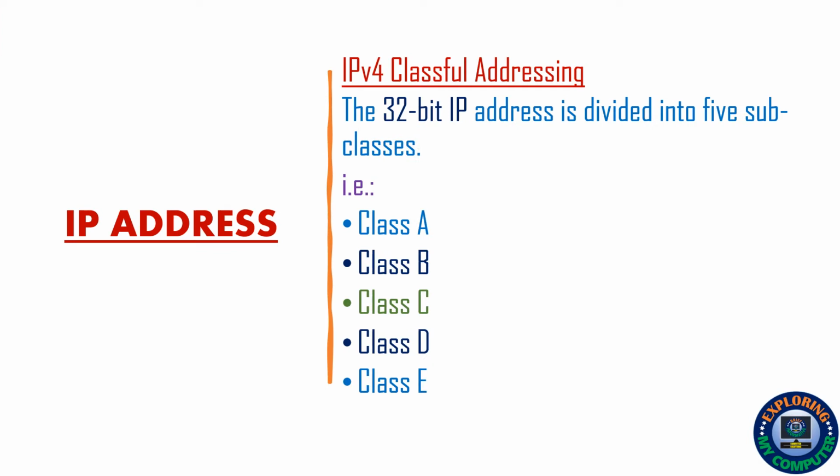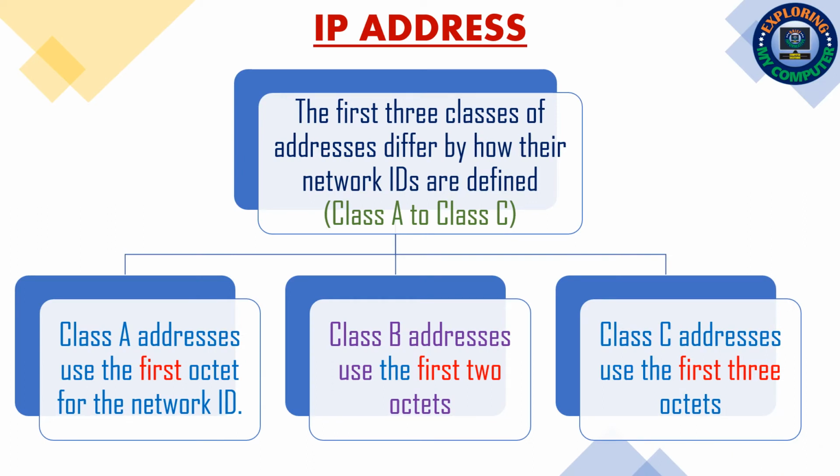In IPv4 classful addressing, the 32-bit IP address is divided into 5 classes, that is Class A, Class B, Class C, Class D, and Class E. The first 3 classes of addresses differ by how their network IDs are defined. Class A addresses use the first octet for the network ID. Class B addresses use the first 2 octets, and Class C addresses use the first 3 octets for the network ID.